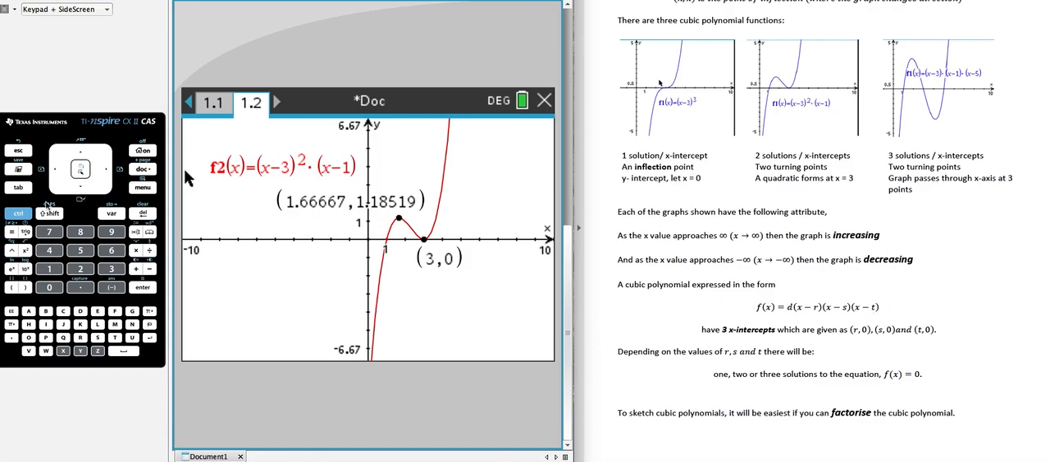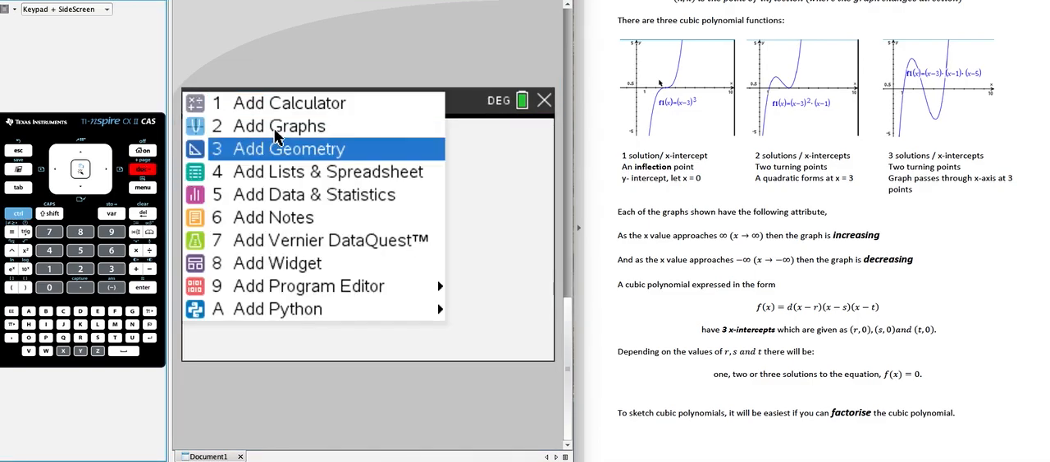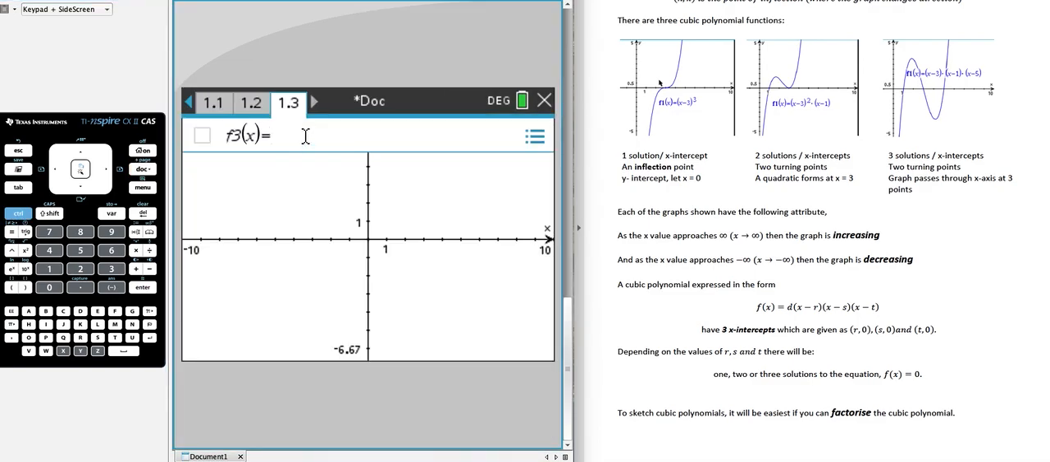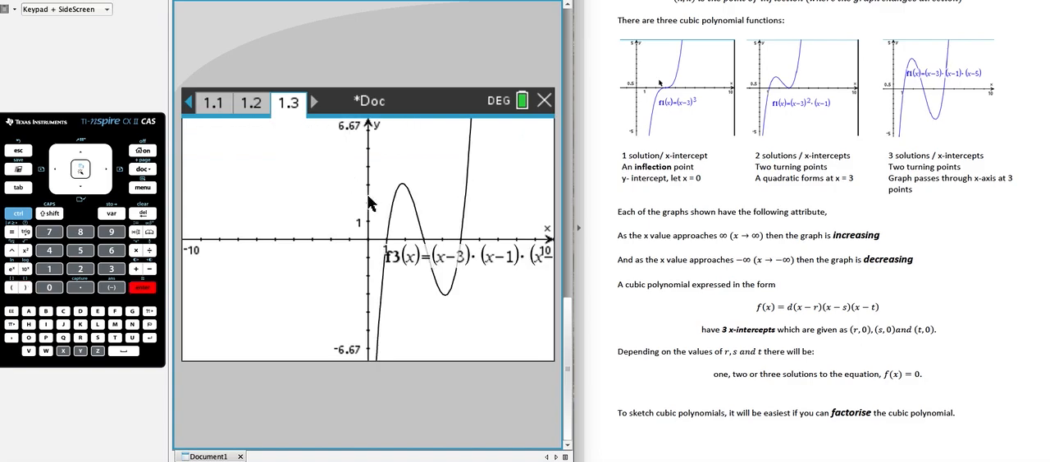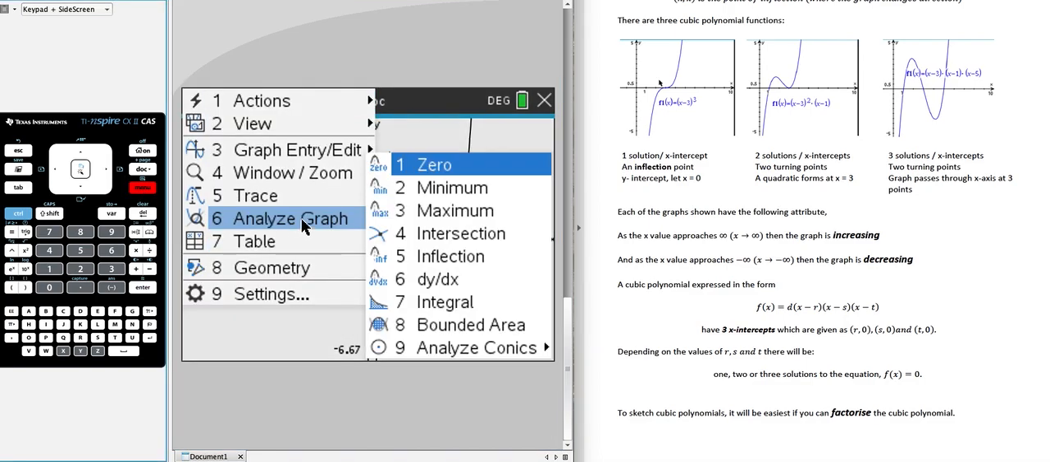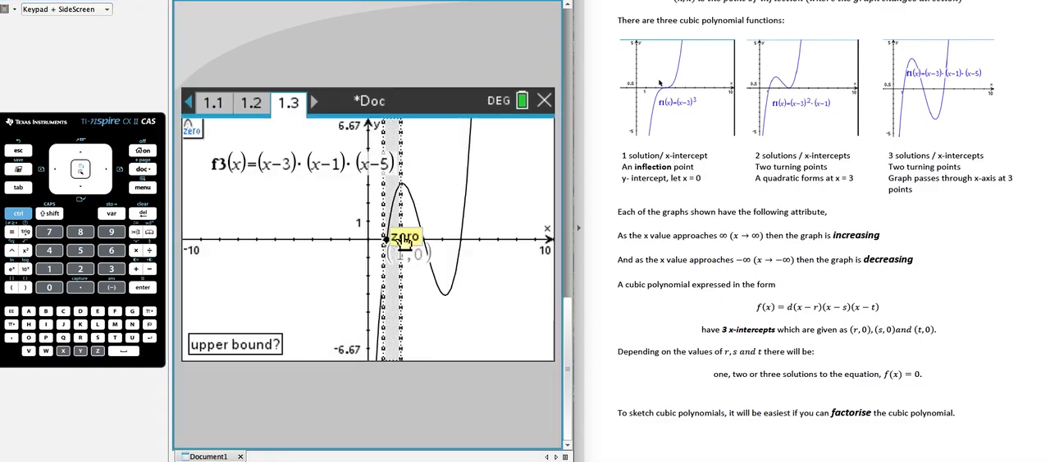So if we have a look at the next example, grab another graph, and let's do the next example: (x - 3)(x - 1)(x - 5). There's my graph. I can see where they go. I can also analyze the graph and go zero, and it'll tell me all the x-intercepts, and of course we already know that because we've got it in the linear factor form anyway.